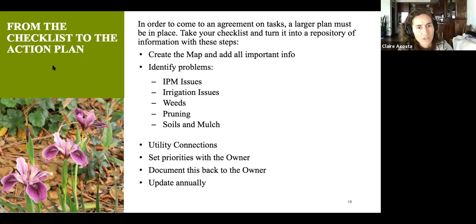So we're going to go through these steps in some slides real quick, but essentially starting with creating a map, adding all the info, identifying your main problems, which usually fall into one of these categories. We'll talk a little bit about utility connections, and then setting the priority with the owner, documenting it back to them, and then updating that annually.